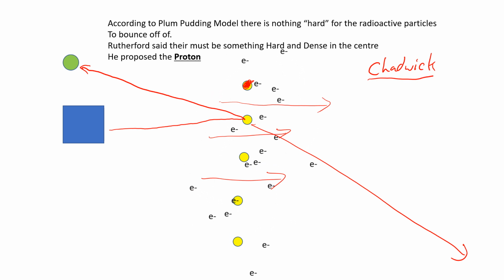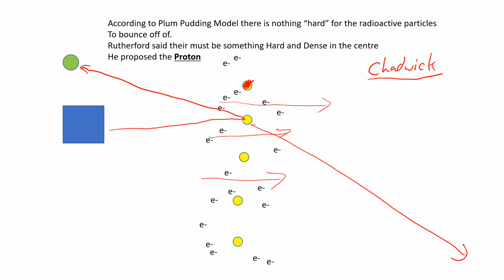Chadwick came along, and he was a science person, but he said that, hey, there must be also another thing in the nucleus of an atom next to the proton. And he said, it doesn't have a charge. It's also probably just as heavy as a proton, maybe even a little bit heavier. And he said it doesn't have a charge, and he called it a neutron.